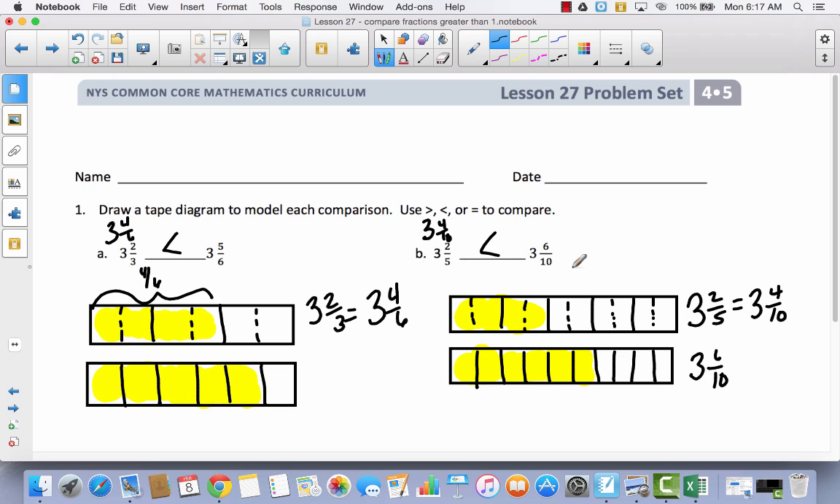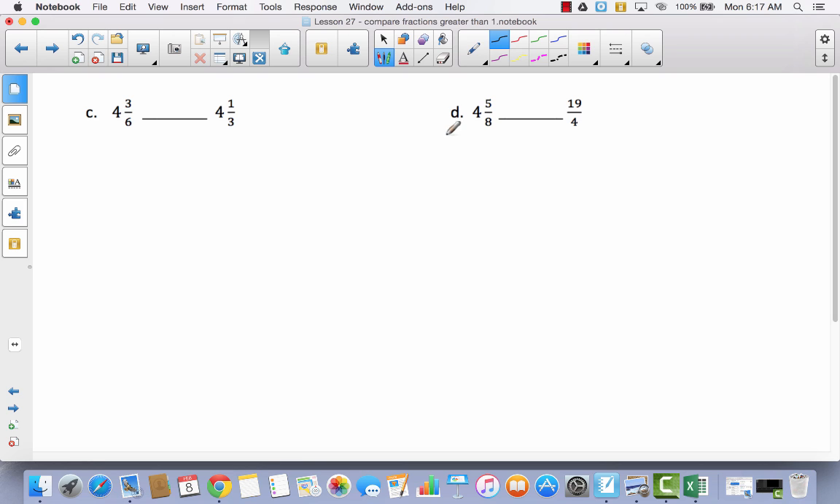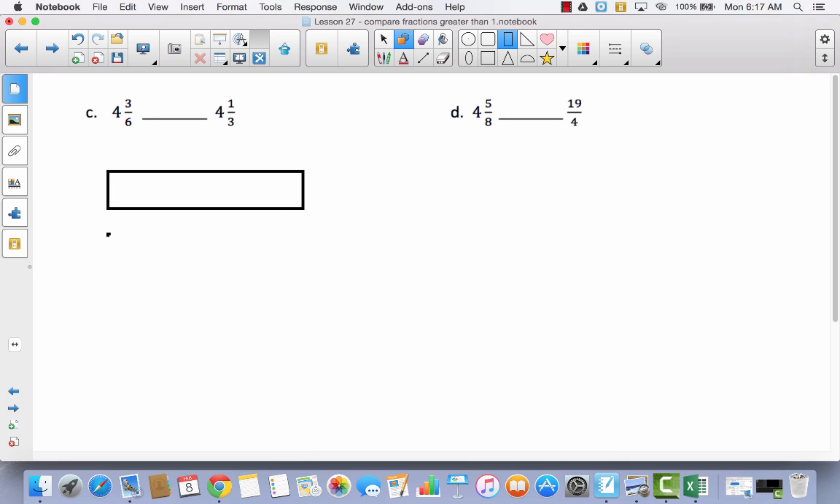All right, so now let's take a look at 4 and 3/6 and 4 and 1/3. So again, our whole numbers are the same, so we're pretty much just ignoring those when we compare, and we're just looking at the fraction. Okay, so why don't you go ahead and pause the video and see if you can show me how you can make 3/6 and 1/3 have a common denominator. So go ahead and pause the video and do as much of it as you can, and then come back.